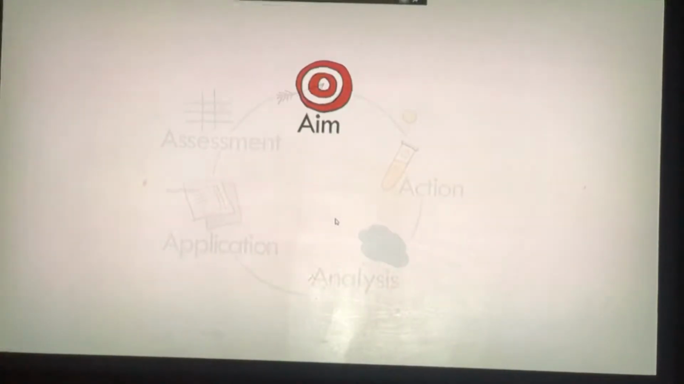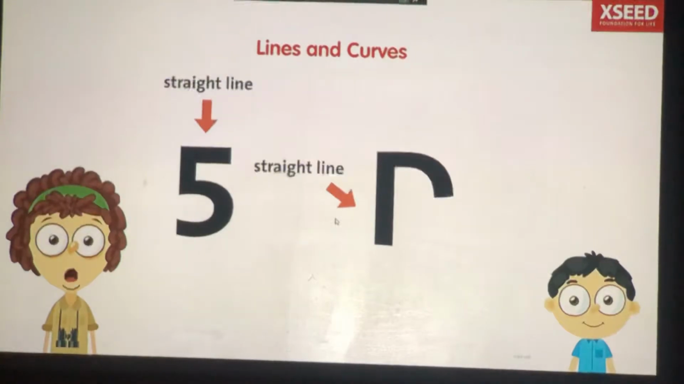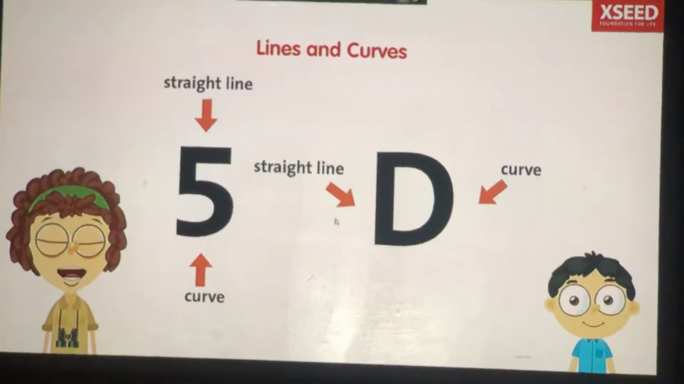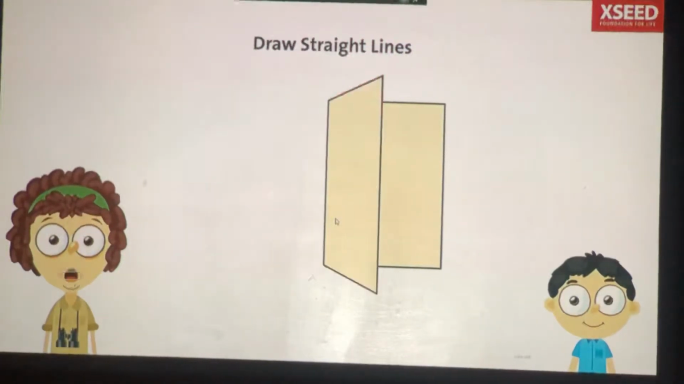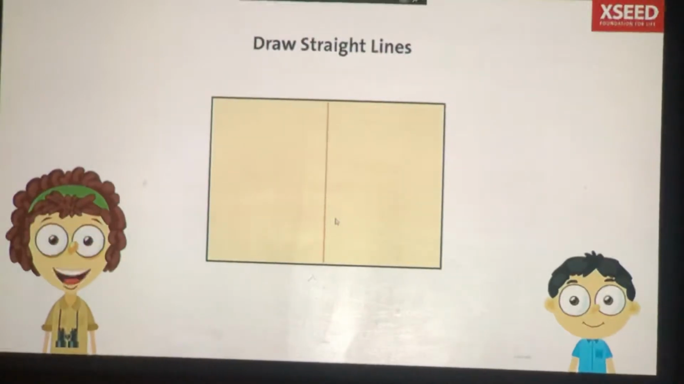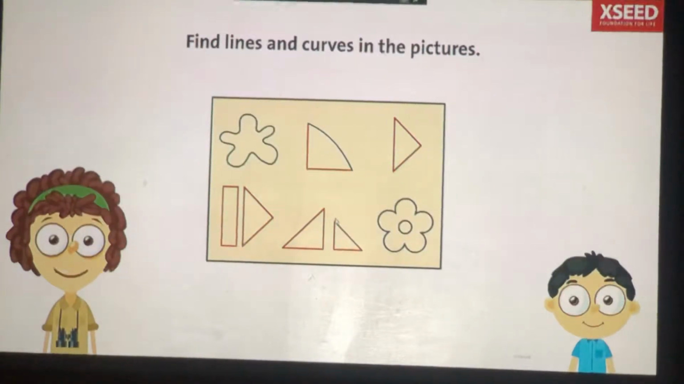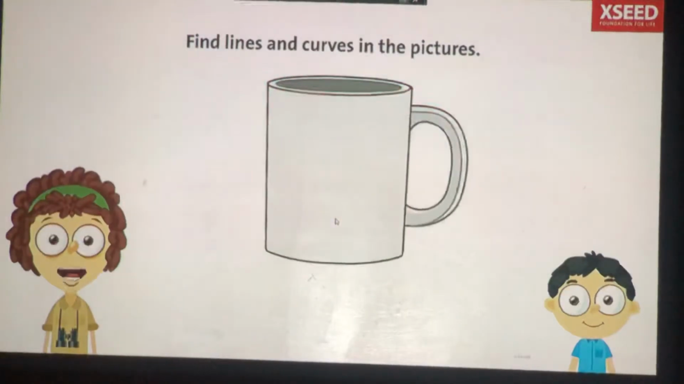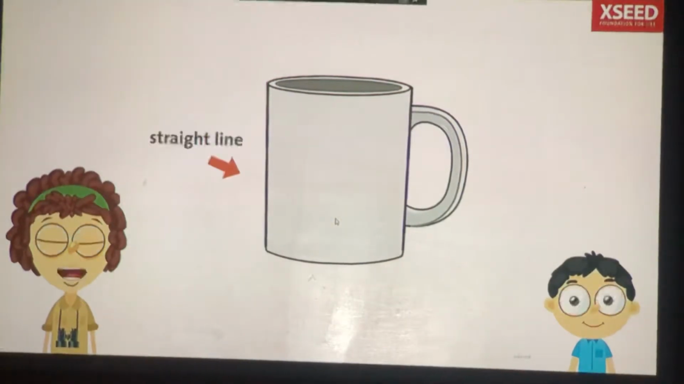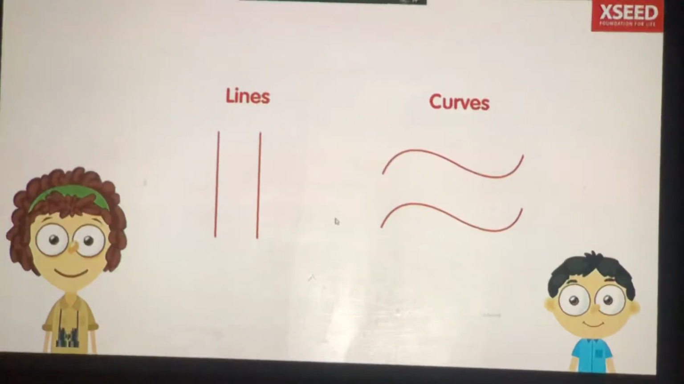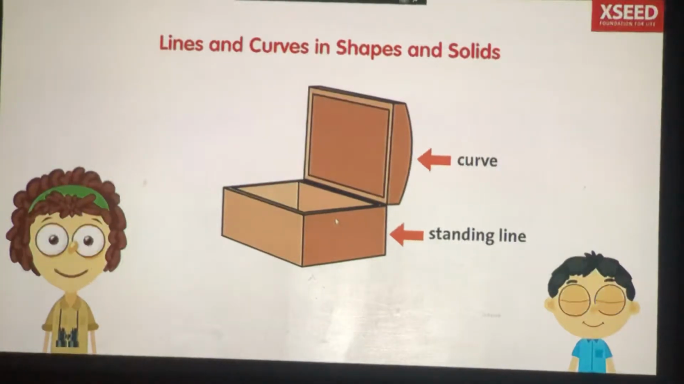Let's set a clear aim for today's class. You may already know how to draw straight lines and curves in numbers and letters. We have learned how to draw straight lines using folded paper or a ruler. We also learned to identify lines and curves in different shapes and figures. Finally, do you remember how to identify lines in solids and how to draw them? Today, we are going to find out more about lines and curves. Specifically, we will learn more about drawing lines and curves in shapes and solids.